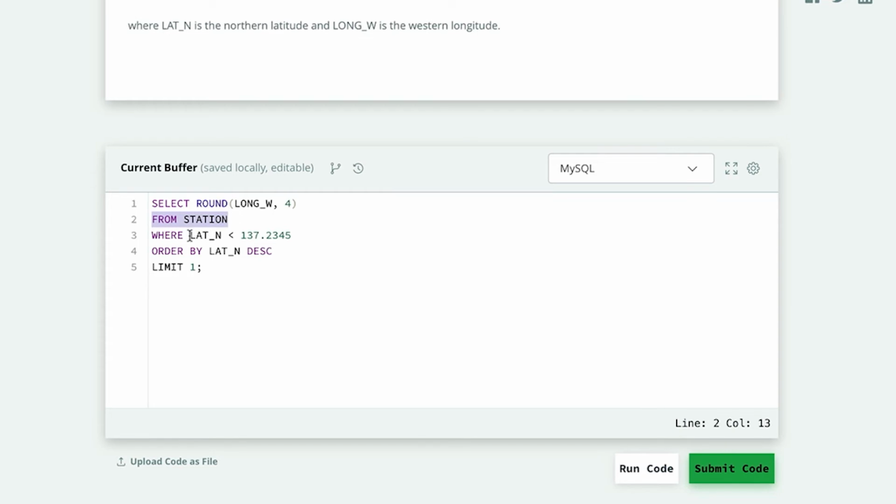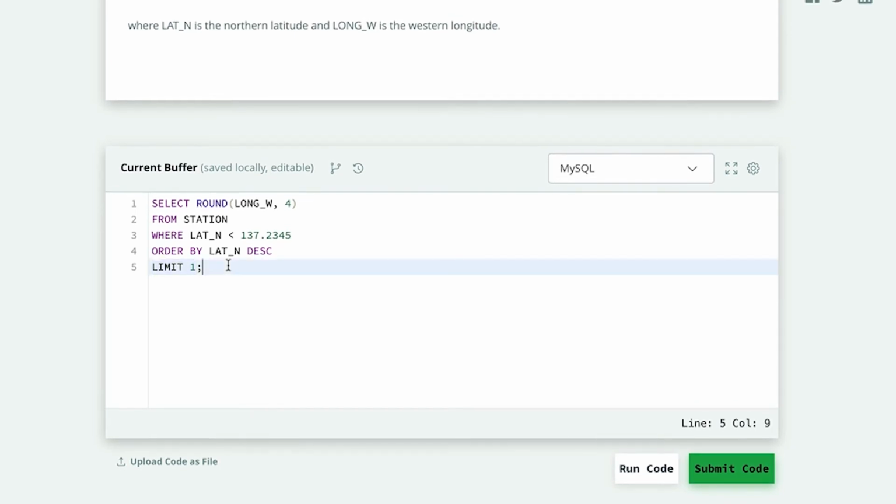We want the largest northern latitude for those values which have a northern latitude less than 137.2345. In the next line, we will define a filter condition by writing WHERE LAT_N less than 137.2345 followed by the ORDER BY clause. After the filter condition, we will sort the result by descending values of the northern latitude. This can be done by using ORDER BY LAT_N DESC. Here the DESC keyword shows that we have sorted the result in the descending order. As we want only the first value, we will write LIMIT 1 in the last line.